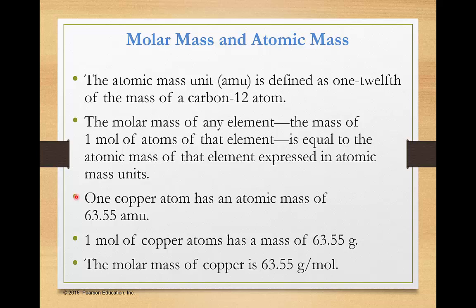If I counted out a mole of copper atoms and put them on a balance, guess what? They have a mass of 63.55 grams. So therefore, we can say that the molar mass of copper is 63.55, or you might call it the atomic mass. If it's just pure copper, you would say atomic mass instead of molar mass. When we are talking about atomic mass units, that is equivalent to the number of grams in 1 mole of something.